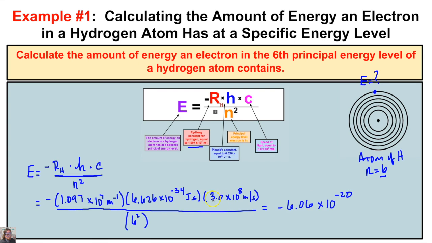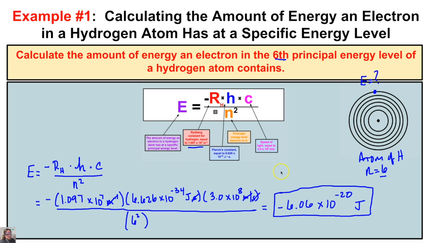Let's see what units are left over. We have meters on the bottom and meters on top, so they will cancel. We have seconds on the bottom and seconds on top, and they will cancel, leaving us with joules. So how much energy does this electron in the sixth principal energy level of our hydrogen atom contain? It contains negative 6.06 times 10 to the negative 20th joules.